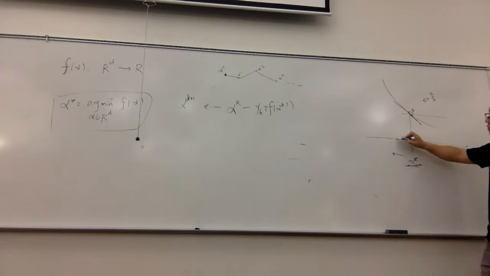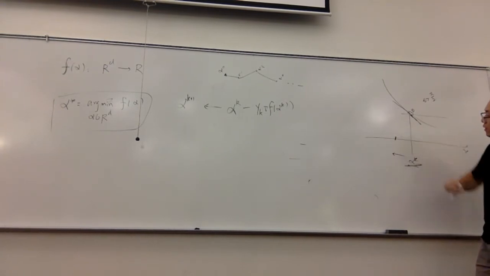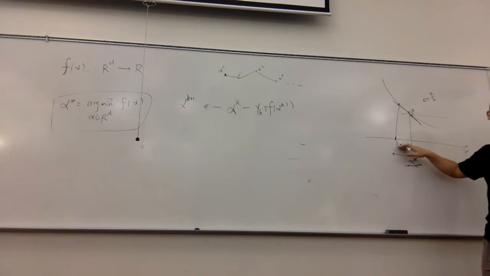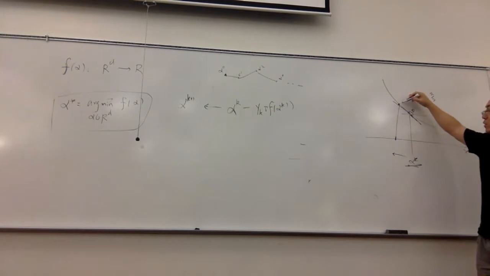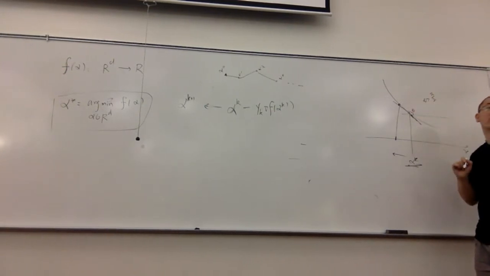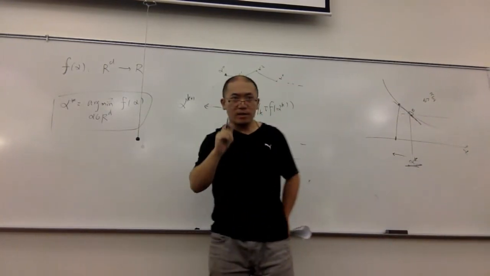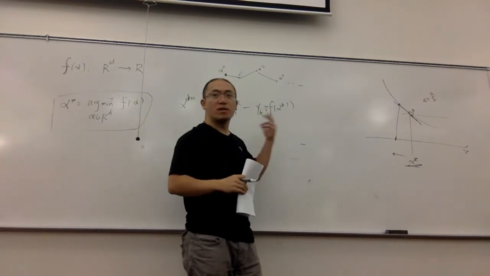Suppose we are now at this position. Then what happened to the function value? This is the original function value. This is the function value after we update our input according to the gradient direction. We still get an increased function value, right? So now we can see that the gradient direction is a direction that increases the function.